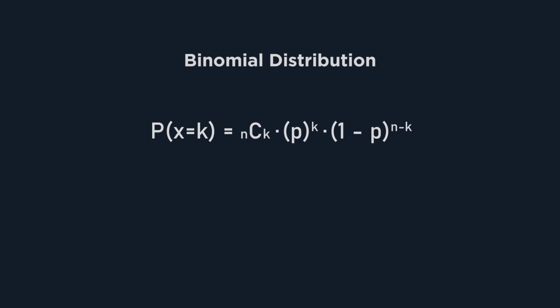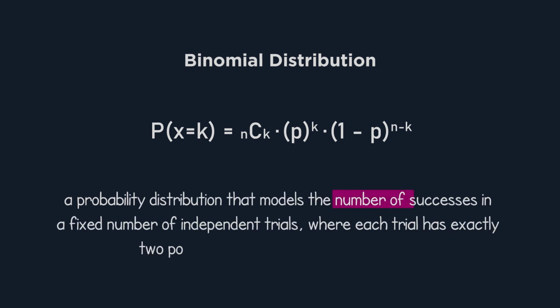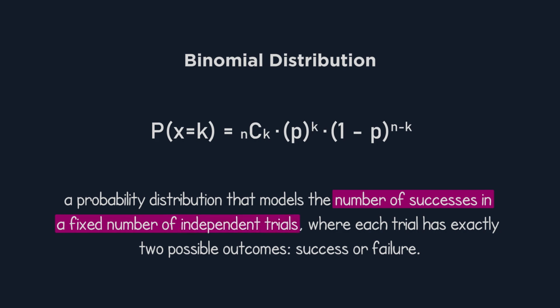Well, the binomial distribution is a probability distribution used to model the number of successes in a fixed number of independent trials, where each trial has just two possible outcomes, success or failure. Think of it like predicting how many heads you'll get if you flip a coin a certain number of times.